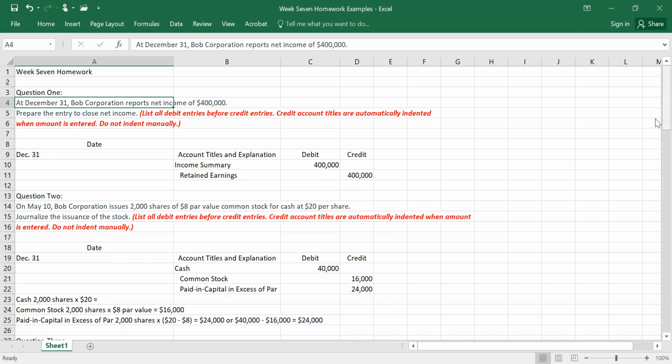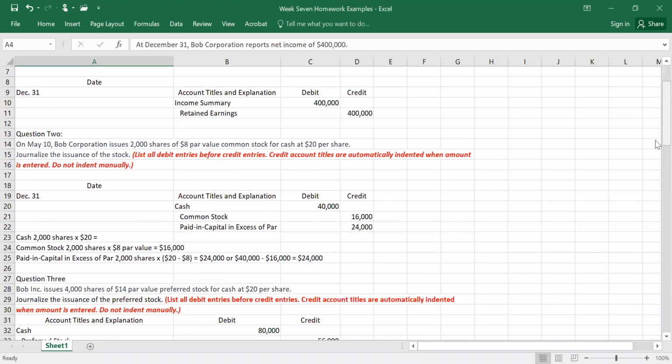Question 2, on May 10th, Bob issues 2,000 shares of $8 par value common stock for cash at 20 per share. Journalize the issuance of the stock. Okay, so we got cash, that was $40,000. And the way we figured that out is we have 2,000 shares, and the amount we received for that was $20 per share. So I have it right here, 2,000 times 20 is 40,000.